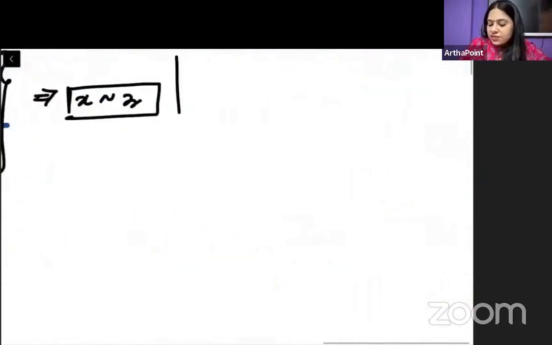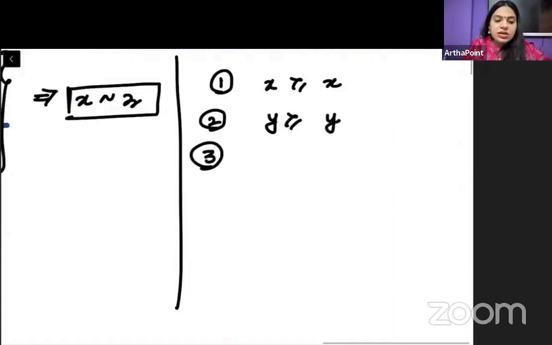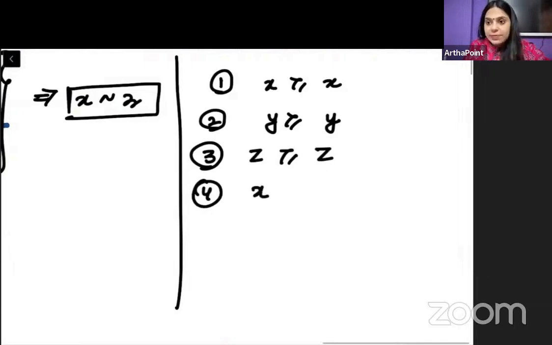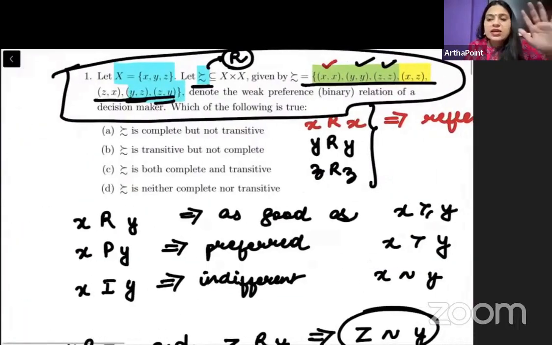So I have been given number 1, X is as good as itself. Number 2, Y is as good as itself. Number 3, Z is as good as itself. Number 4, when I club them, I am indifferent between X and Z. And number 5, it tells me I am indifferent between Z and Y. All these things are given to me.